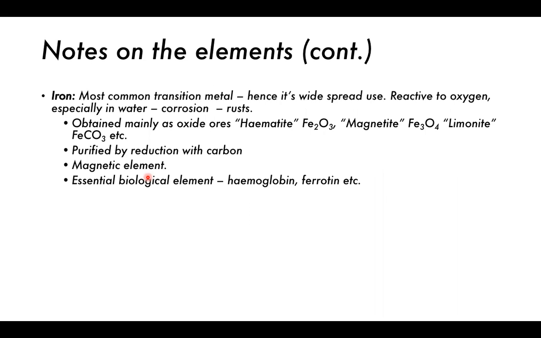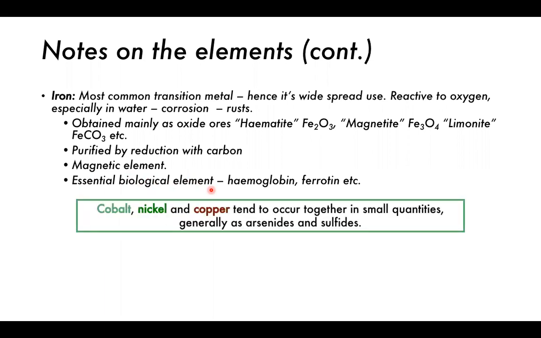One of the ways that they used to protect it was with that chromium electroplating, and then they found they could alloy it with the iron directly, and that would form steel, and steel was much more resistant to corrosion. It's purified again by reduction with carbon. So you just add coke in some form. It's a magnetic element. It's an essential biological element, so it's present in hemoglobin, ferritin, etc. So iron deficiency is quite a bad problem.